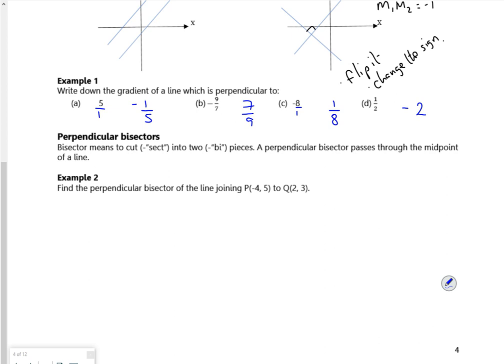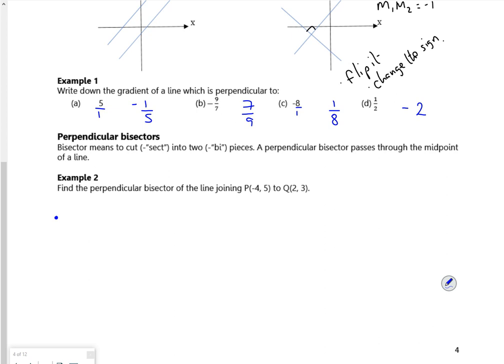Right then, so we'll keep on going now. So it's all about perpendicular bisectors. Perpendicular bisectors cut it in half at right angles to each other. So I've got a coordinate P, which is minus 4, 5, so that's left and up, and then Q, which is 2, 3, which is right and not so up.